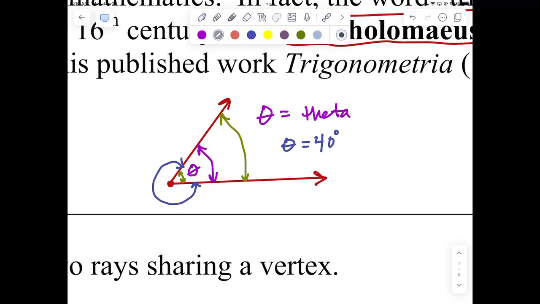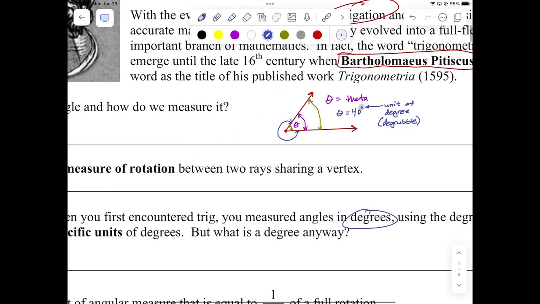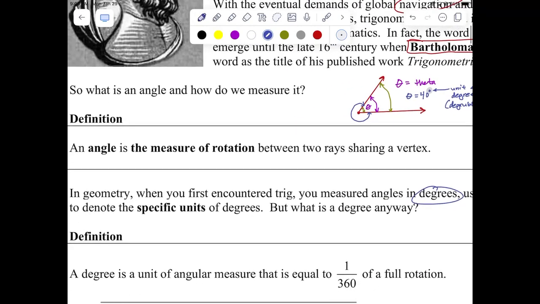So we use this symbol right here. That is the unit of a degree. For lack of a better term, I call it the degrubble, which is short for degree bubble. Hey, it's a unit. You need it there, 40 degrees. The other one would be 320 degrees, right? The reflex angle on the outside. But anyway, we measured them in degrees, and those are the units right there.